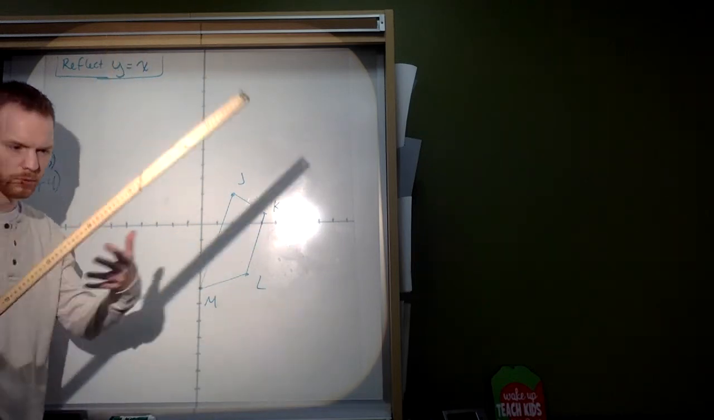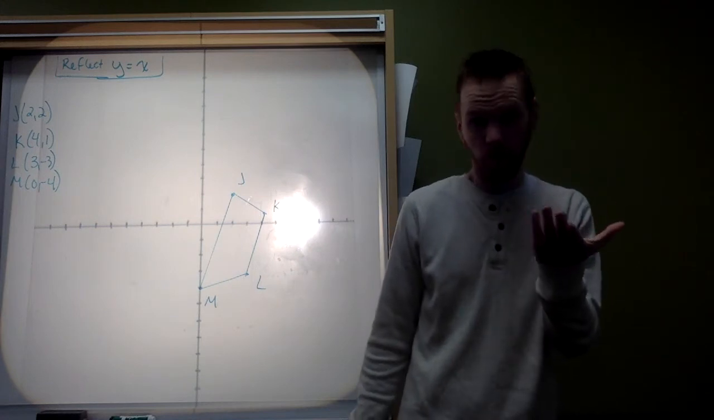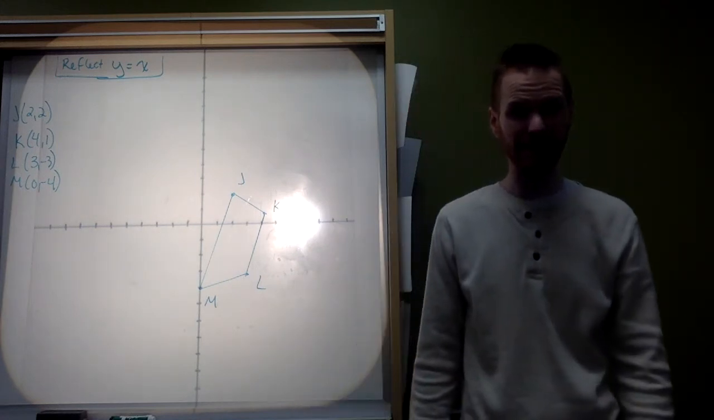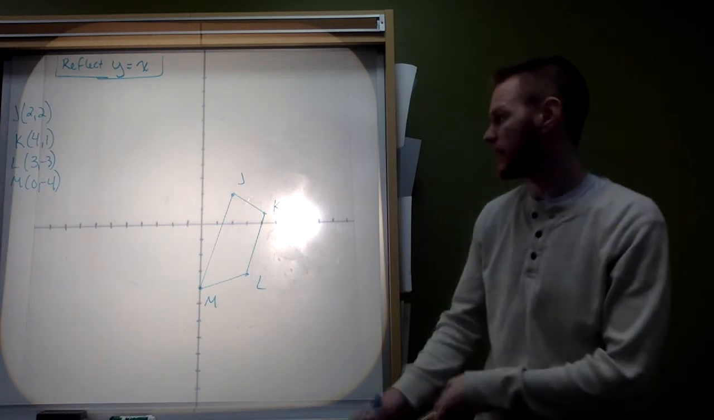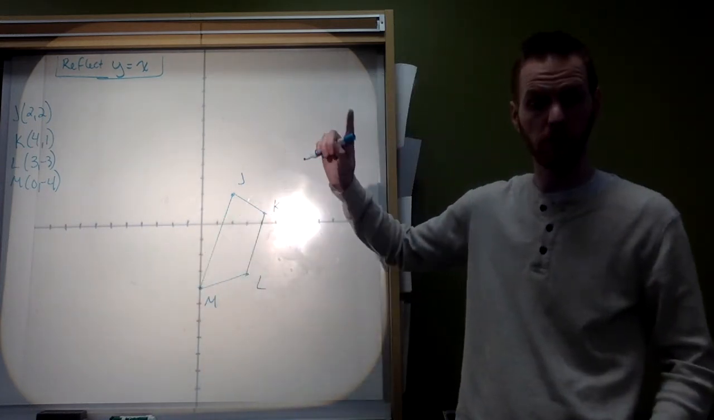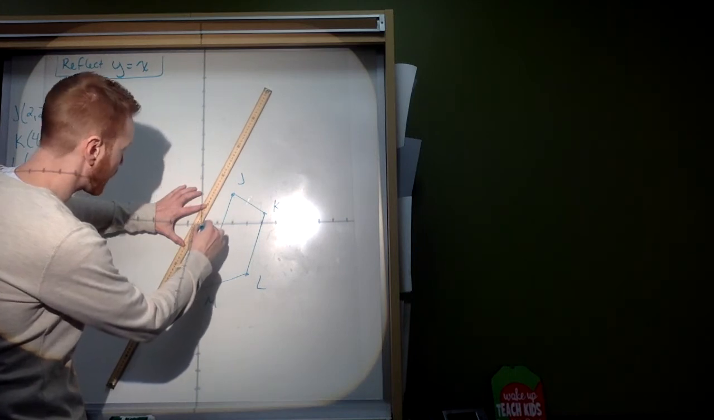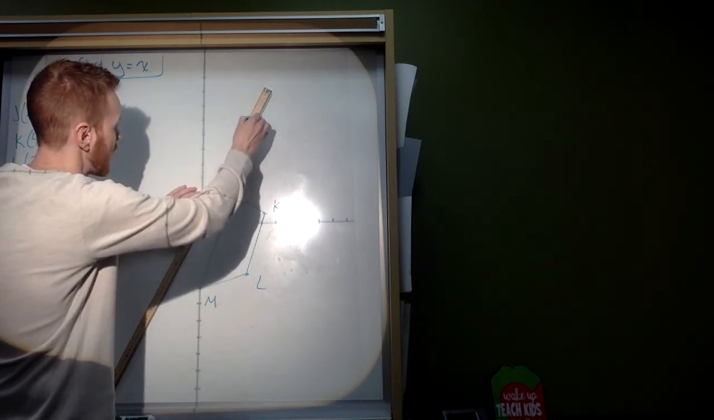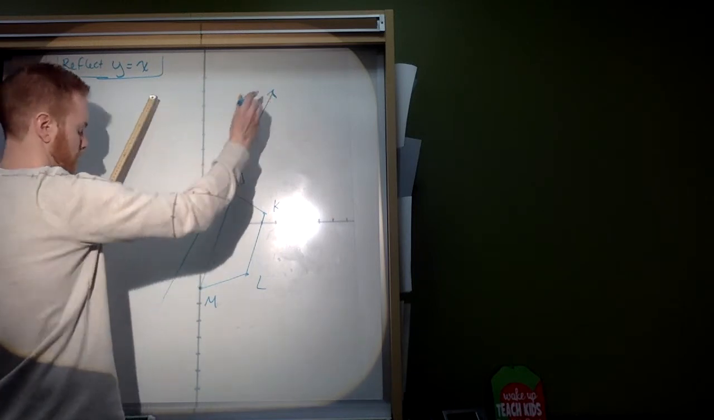Reflecting across the line y equals x. First off, y equals x. Let's talk about that part. If you remember, y equals x is the diagonal that goes through the origin with a slope of 1. Go back to your Algebra 1 days. I'm going to try my best to graph that. It's probably not going to be as accurate. It's going to look like this.